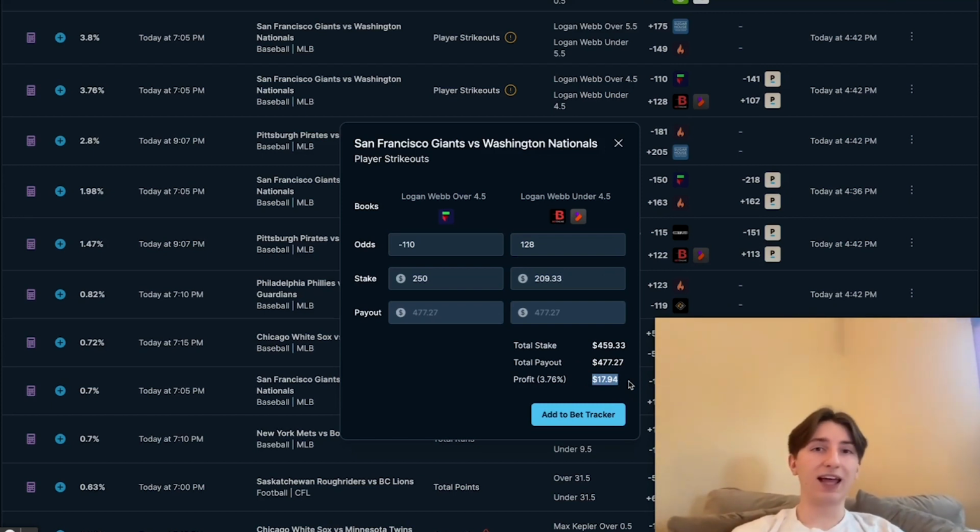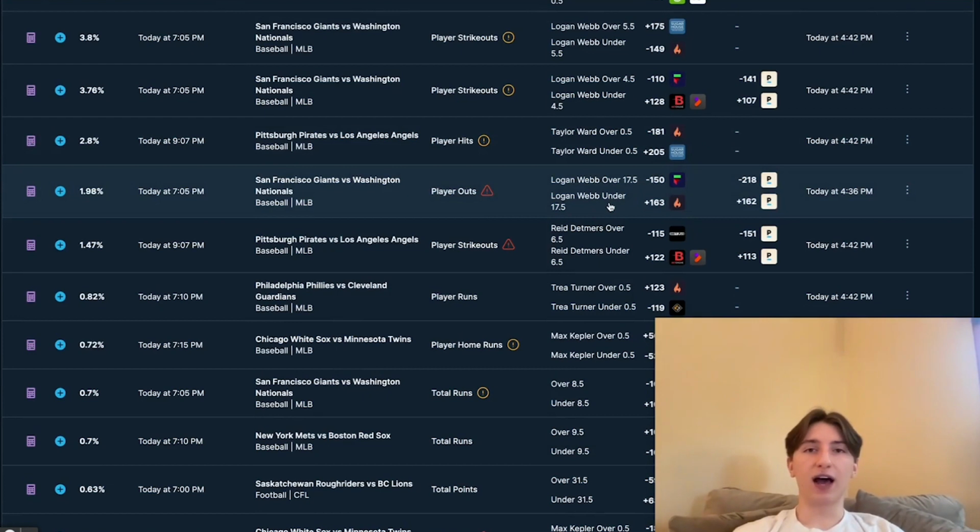So in some cases, it actually makes sense to bet both the over and the under. This is an example of an arbitrage bet where it makes a lot of sense to do exactly that, and you will walk away with a guaranteed profit every single time. So definitely check out the OddsJam screen.